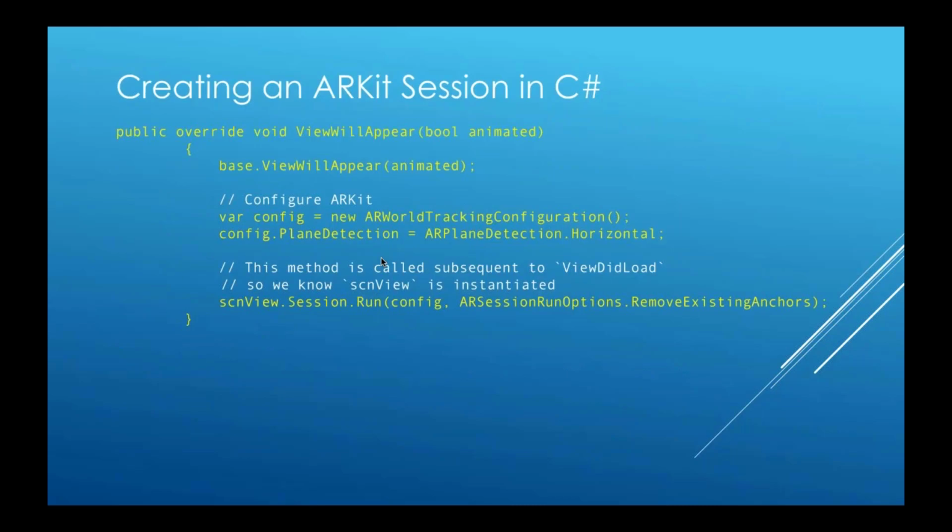And creating an ARKit session in C#. This is from the Xamarin.iOS native sample. Again, you're creating your config, your AR world tracking configuration. You're setting up your plane detection to be horizontal, and then you're creating your scene view, and you're running the session with your config and your session options. So there's, again, that SCN view, that's what we were talking about, that really makes this simple.